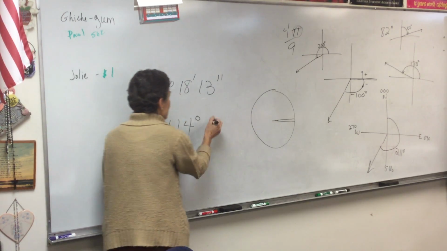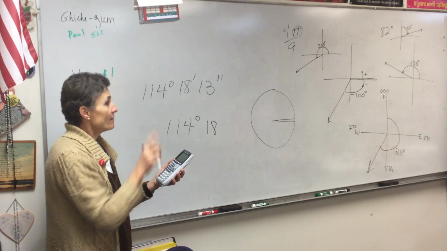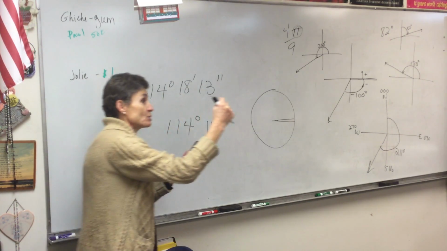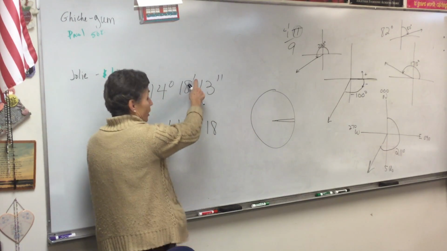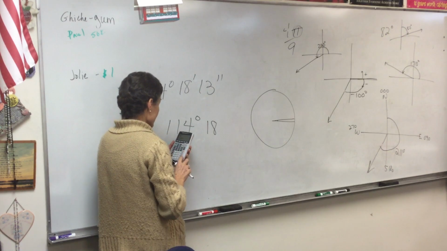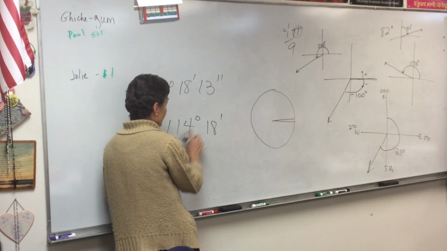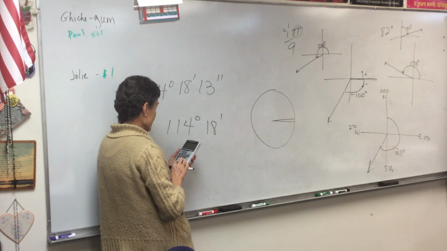So then I'm going to press 18. Just literally type 18. And then I'm going to go back into that second angle menu, and notice what's the second one underneath the degree mark. It's your minute mark. This is your minute mark, so press that. So now the calculator should say 114 degrees, 18 minutes, right? So now I'll press 13.